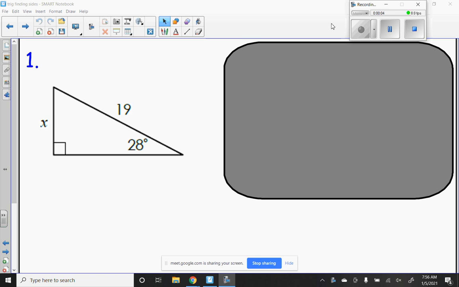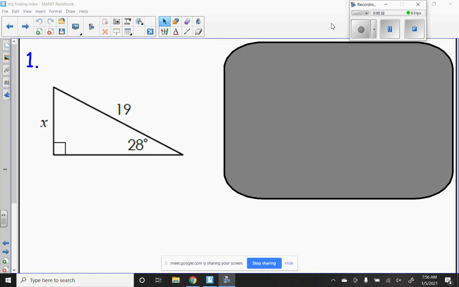All right, so finding a missing side, number one. When you're finding a missing side in this class, you'll always have a right triangle. You'll have a missing side identified with a question mark or variable. You'll be given one angle and one other side.